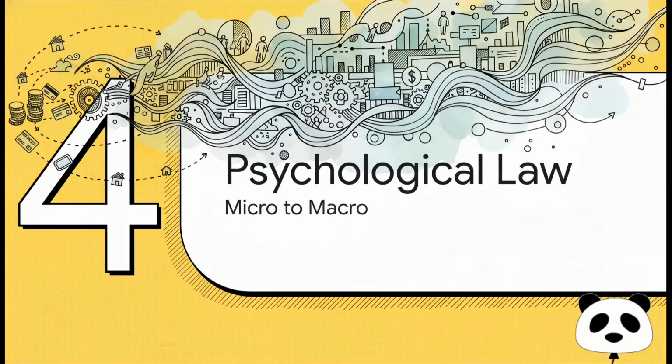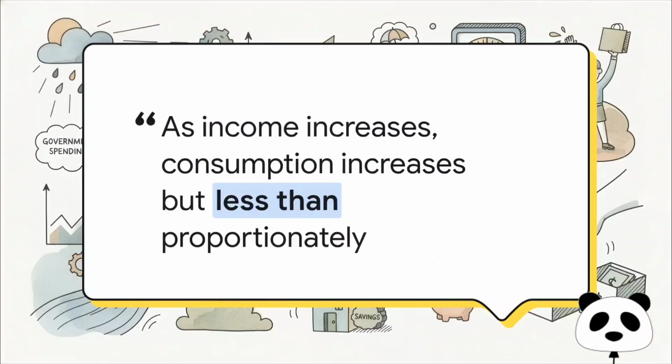Section 4. Scaling from micro to macro. Zooming out from personal finances, we uncover a fascinating universal rule, Keynes' Psychological Law. It basically states, as income increases, consumption increases, but less than proportionately. Think about it. If your income suddenly jumps by 100%, your consumption might only jump by 80%. You don't scale up your spending identically to your earnings. As a result, your extra spending is always a fraction of your extra income, meaning your MPC is always going to be greater than 0, but strictly less than 1.